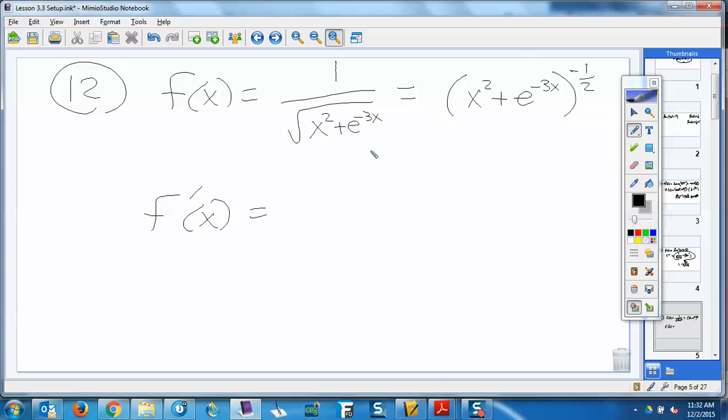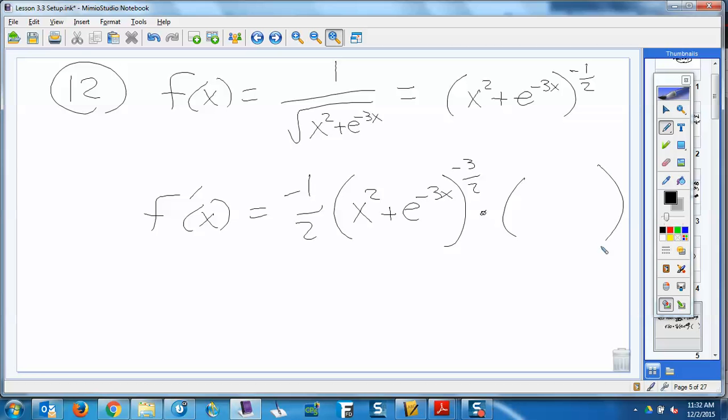So we bring the negative 1/2 down in front. We leave the inside alone. We drop the power by 1, which would be negative 3/2, and we times by the derivative of the inside. So I make myself some parentheses so I don't forget, and then I fill it in. So the derivative of the inside is the red. That's that, right? So the derivative of that would be 2x.